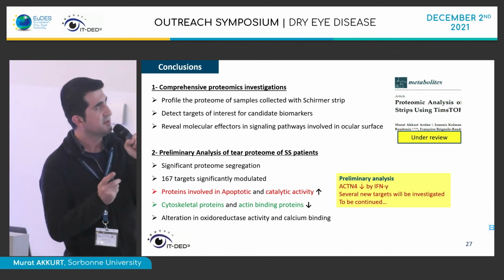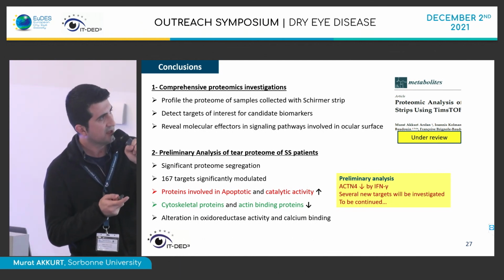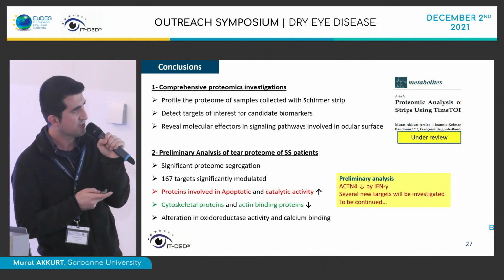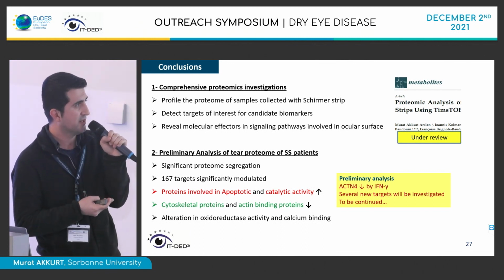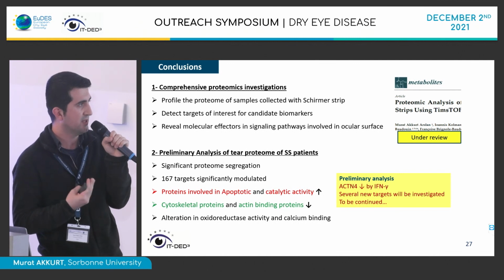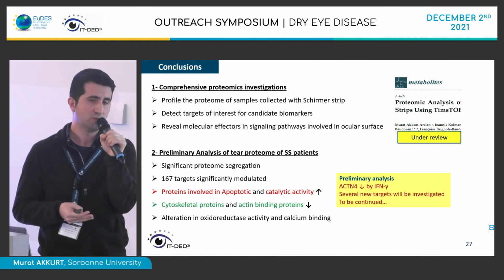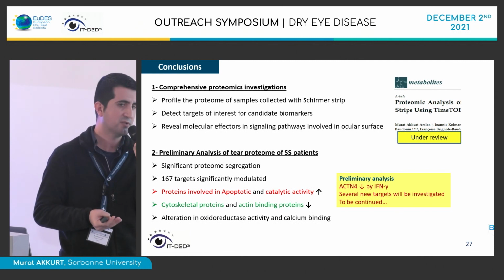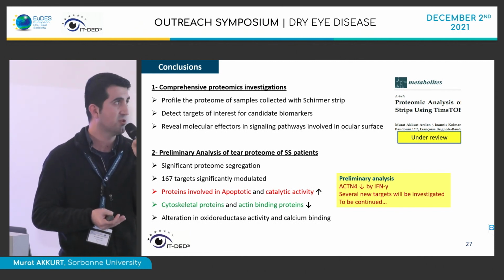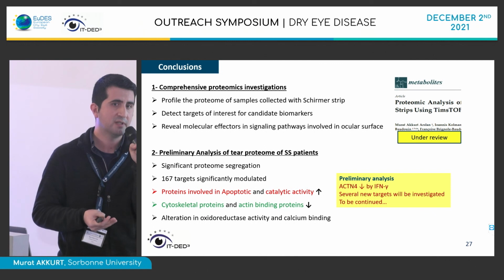As the first part of my work is under review, I already show the preliminary result with actinin-4 that it's downregulated with interferon gamma. So we will choose more targets for validation and to see the effect of these models I mentioned before on these targets of interest.